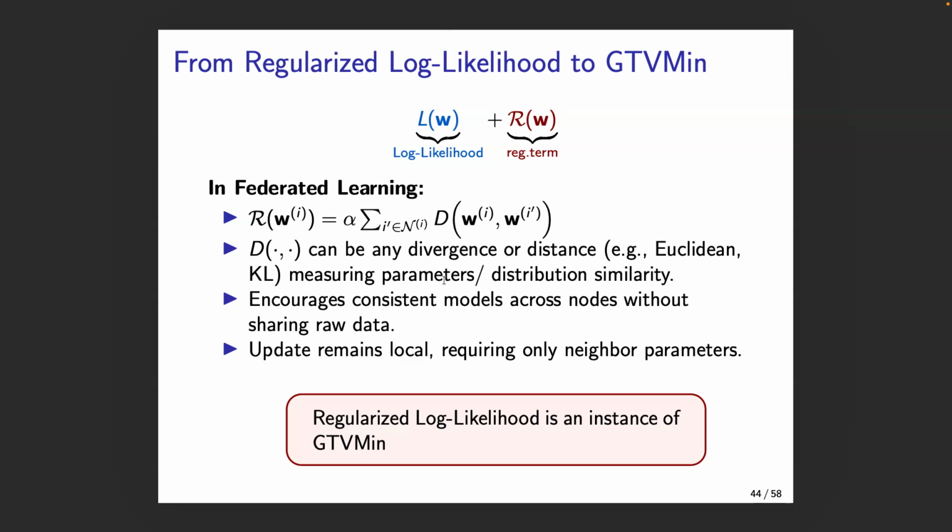By introducing an appropriate regularization term, we can force consistency of the connected models on the connected nodes. And also our goal, again, is that we are not sharing the raw data, we are only sharing the neighbor parameters. So basically, the main summary is that by choosing this regularization term appropriately, we can reduce this regularized log likelihood to an instance of the GTV optimization.